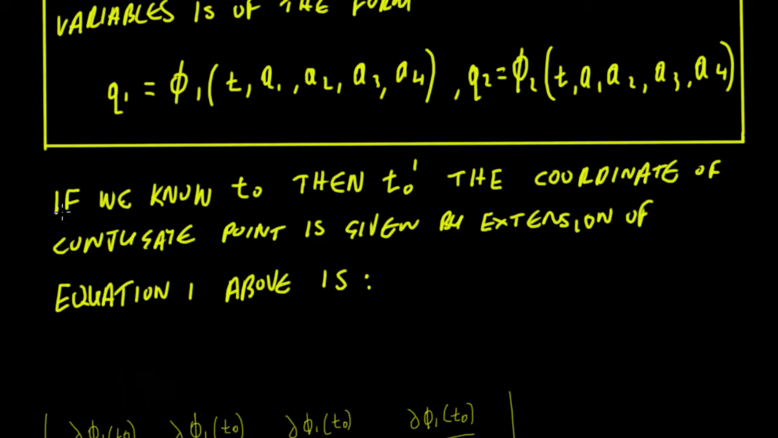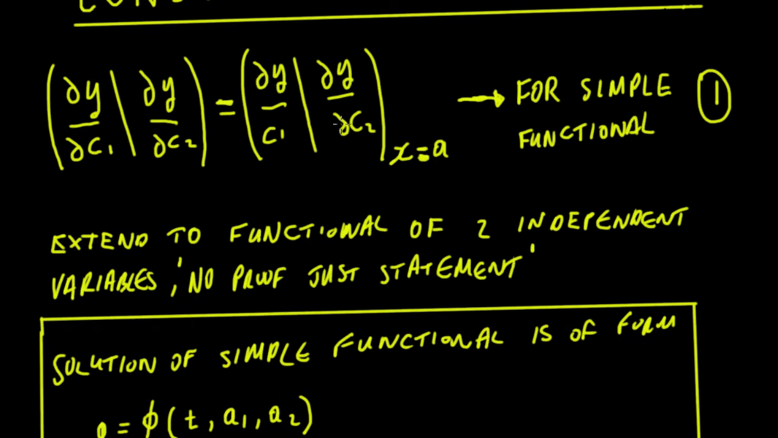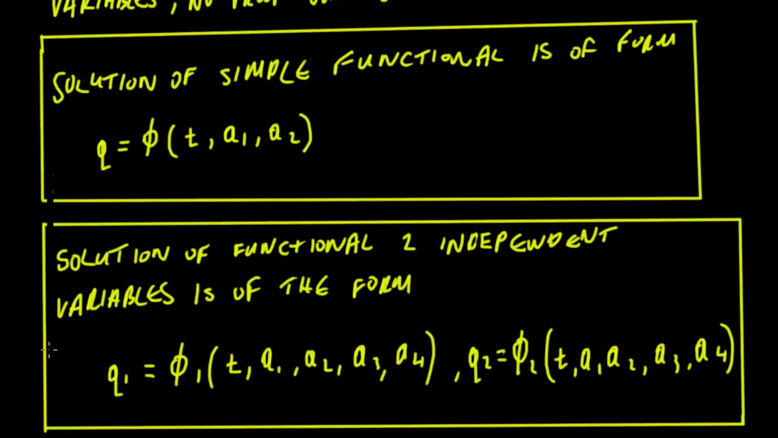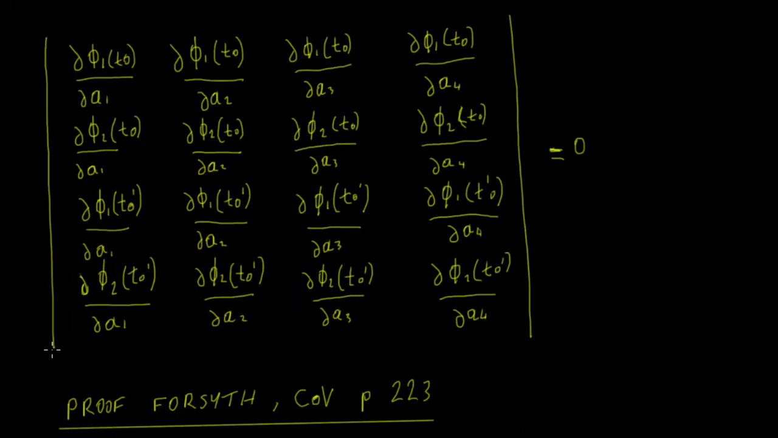So then if we know the value t0, then we can find t0 dash, which is the abscissa of the conjugate point, and that's going to be given by an extension of this equation here. As I said, it's not proved, it's just stated here, and it's going to be given by this equation here. Now there is a proof of that in a book called Calculus of Variations by Forsyth. It's on page 223, so I'm not going to go through the proof of that here. It is meant to be an introductory course, and it's just a bit too detailed.